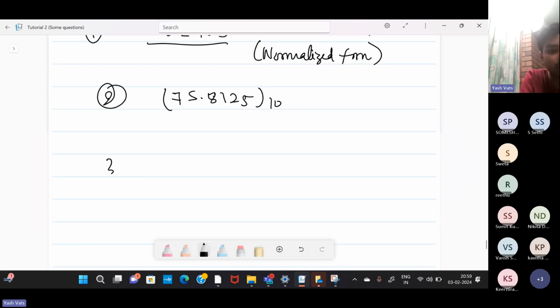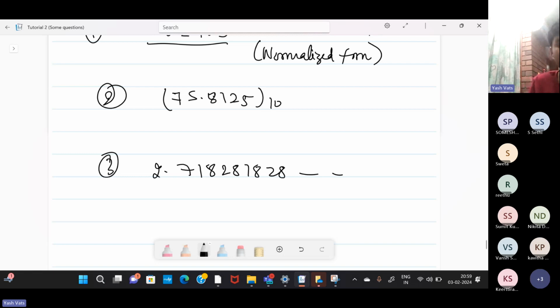The third question is about how to convert this number, 2.718281828, after rounding to 5 decimal places. What should be the answer? That is a very easy question. This is not a big deal. Just look at this.